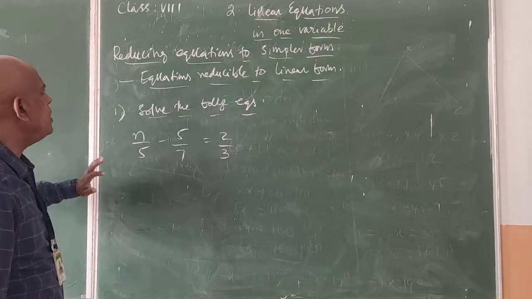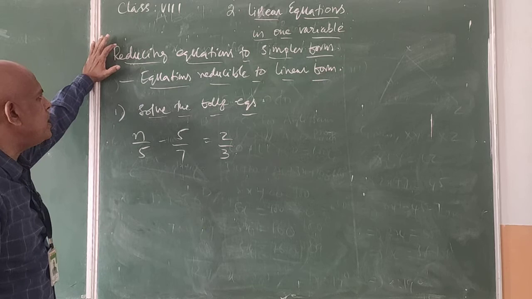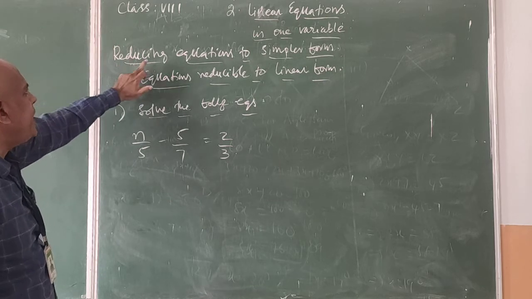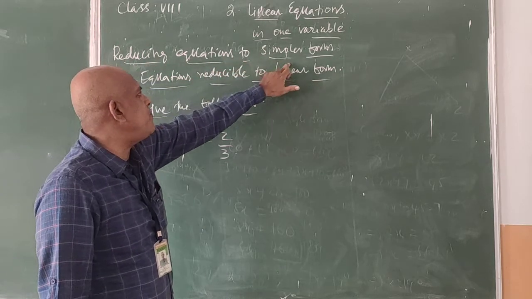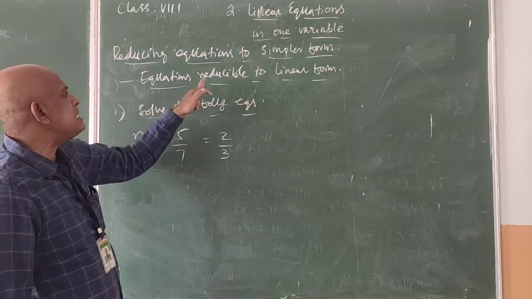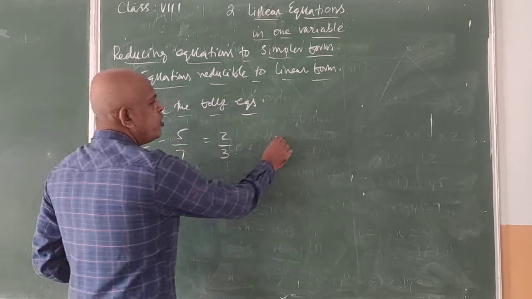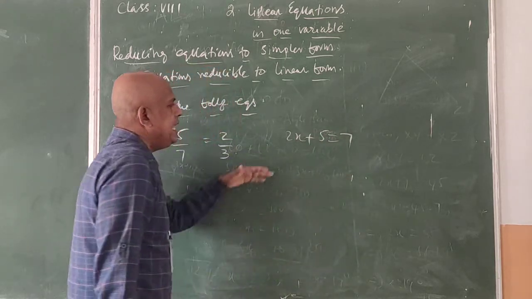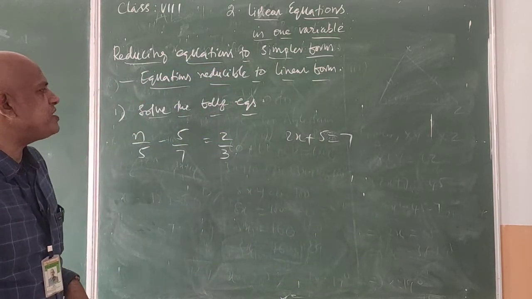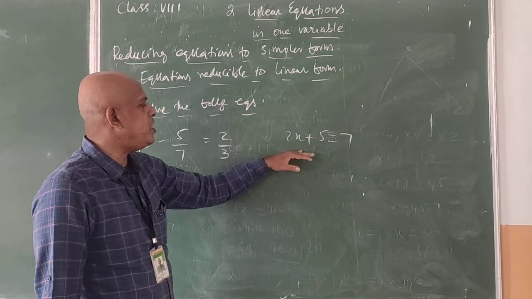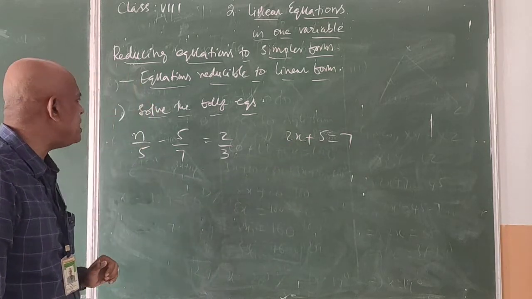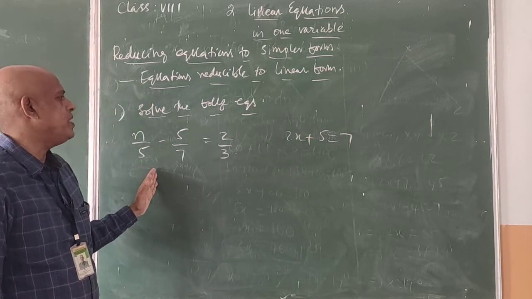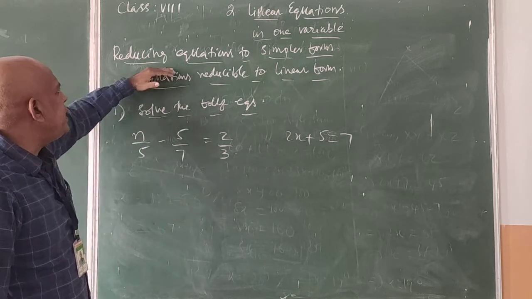Okay, students. Now we are going to another very important topic: reducing equations to simpler form, or equations reducible to linear form. Before this, we solved problems like 2x plus 5 is equal to 7. It is the simplest form, a linear equation in one variable. But here it is in fraction form. So now we will reduce the equation.